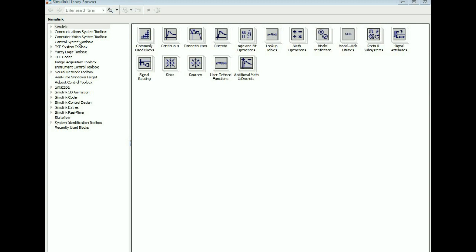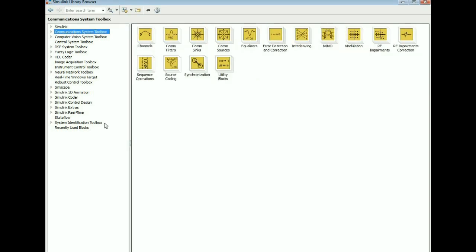Next, we will see the Communications System Toolbox. This toolbox is dedicated to communication engineering. Here we make radio frequency pairs, multi-input multi-output systems, equalizers, etc.